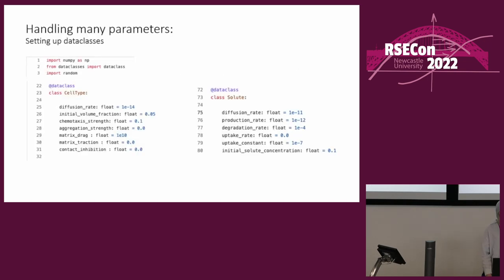And then I just wanted to talk briefly in the last few minutes of my talk about what I found personally was the best way to set up the model and handle the many parameters in particular. So in biology, possibly in other modeling areas, you have, as you can imagine, things that look similar but have different parameters attached to them. So I started using data classes to set up my different model components, so the different cells that were interacting, the different solutes that were interacting.